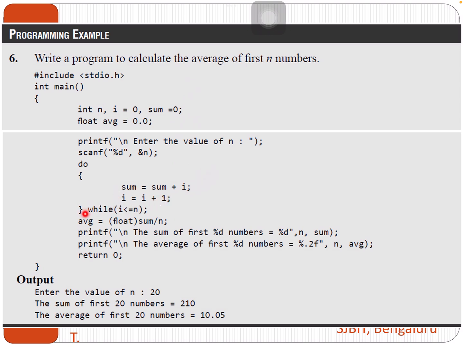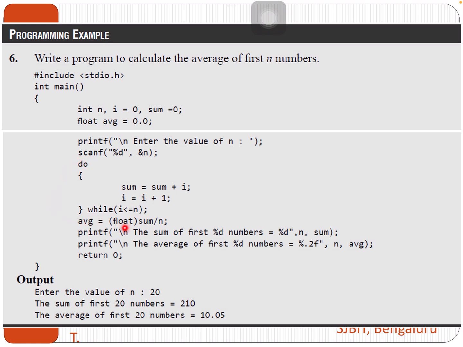Then it comes here to while i is less than or equal to n. Again it will go back here. The i value is now 1, which is less than n, that is 20. Again it goes back here, and sum is equal to 0 plus 1, so the sum value is 1. i becomes 2, and it enters the loop again. Sum is equal to 1 plus 2, 3. So it continues till the i value becomes greater than n. Then it will not go back, and it comes out of the loop.